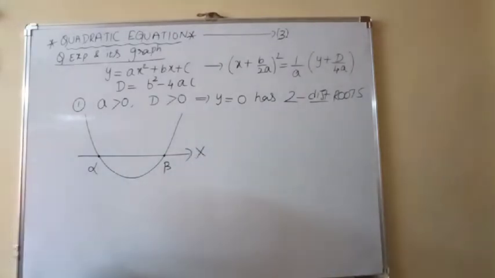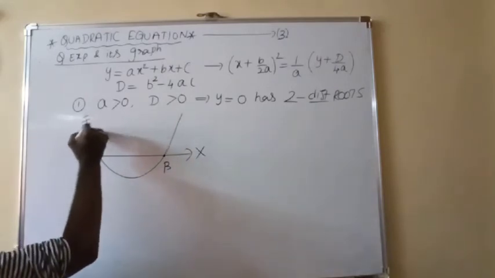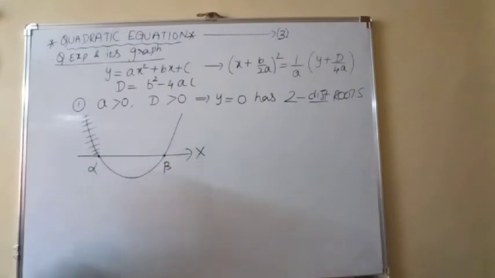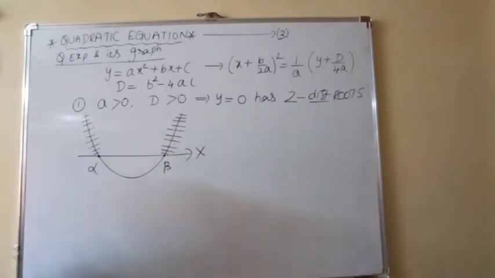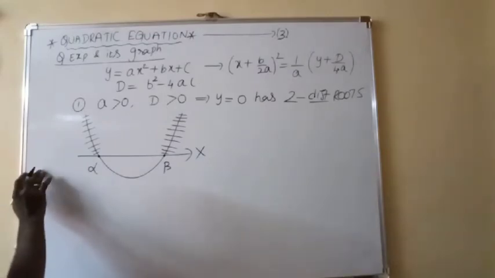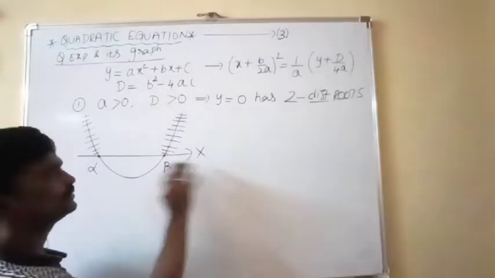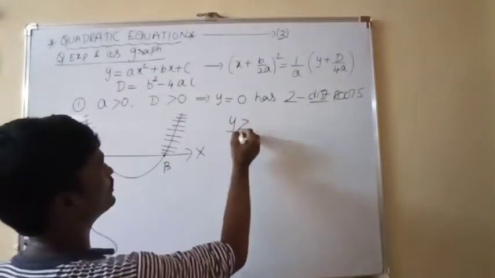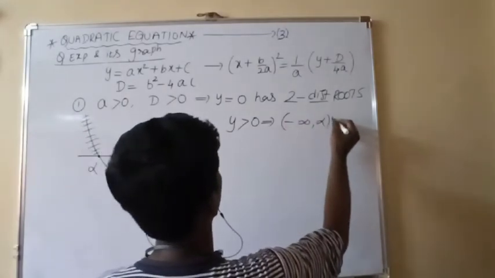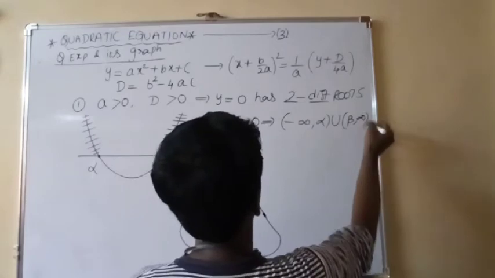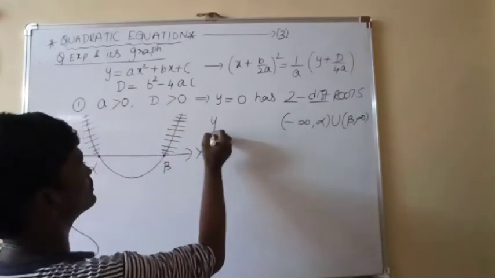Clearly, for what values of x is y positive? See, this is only the positive part. So clearly y is positive when x value is minus infinity to alpha and beta to infinity. So y is positive for x belonging to minus infinity to alpha union beta to infinity. So for these values of x, y is positive.